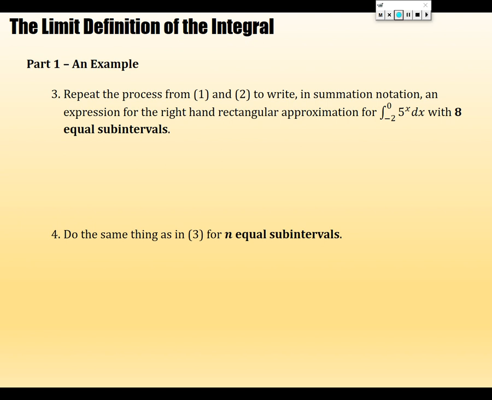Okay, so then it asks you to repeat the process from 1 and 2, and do that again with 8 intervals. This time you don't have to write it out necessarily. Summation notation gives us a very quick way to write it, doesn't it? Do the same thing with n intervals. Now we've gotten very abstract.